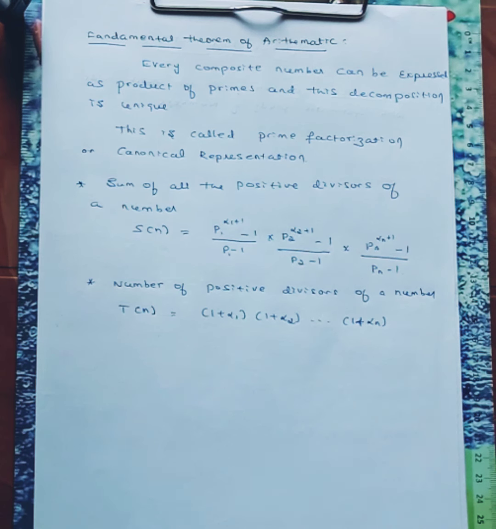is equal to (p1 to the power of alpha 1 plus 1, minus 1) divided by (p1 minus 1), into (p2 to the power of alpha 2 plus 1, minus 1) divided by (p2 minus 1), and so on up to (pn to the power of alpha n plus 1, minus 1) divided by (pn minus 1), where p1, p2, ..., pn are prime numbers and alpha 1, alpha 2, ... are positive integers. And we also studied that the number of positive divisors of a number, T of n, is equal to (1 plus alpha 1) into (1 plus alpha 2) and so on up to (1 plus alpha n).